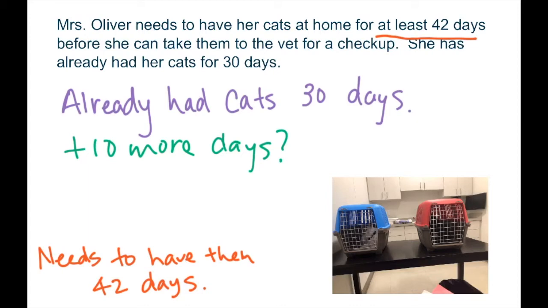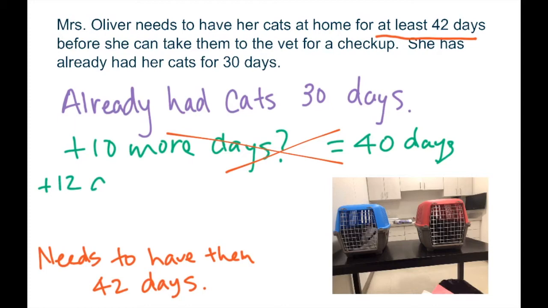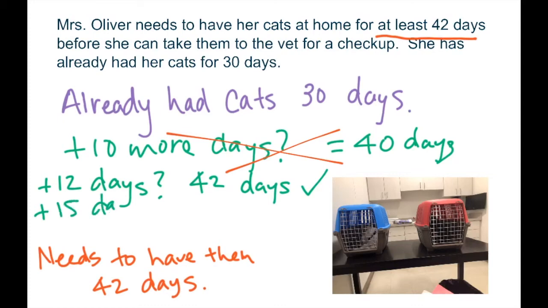Well, 30 days plus 10 days would only give me 40 days. So, no, that won't be enough. I'm going to have them more than 10 days. Oh, what about 12 days? So 12 days, that would give me 42 days on the dot. So yeah, sure, that would work. But what about 15 days? If I had them 15 days, I'd have them 45 days. Well, my problem says at least 42 days. That means I could have them more than 42 days before I took them to the vet. So yeah, sure, 15 more days would work.